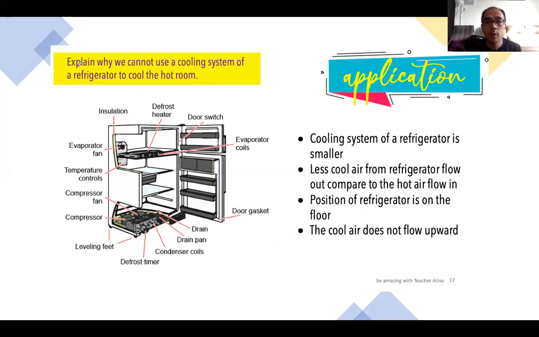For example, explain why we cannot use the cooling system of a refrigerator to cool a hot room. I have lost count of how many people have tried this. On a very hot day they just open the refrigerator and let it act as an aircon. But it's so inefficient. The cooling system of a refrigerator is very small. Less cool air flows out of the refrigerator compared to the hot air flowing in. Actually, my fridge is a natural aircon, no need to buy an aircon, just open the refrigerator door. But it doesn't make sense, because the cool air coming out is so small and tiny compared to the hot air coming in.